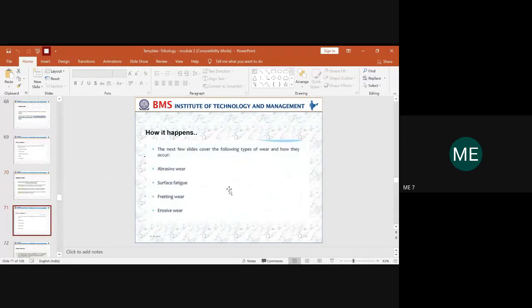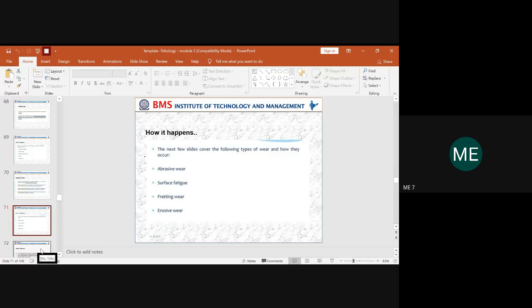So you have now seen the stages of wear. Why this type of wear comes into the picture is due to various types of occurrence. The first is called abrasive wear, the second is surface fatigue, the third is fretting wear, and the fourth is erosive wear. So these are the four major areas in which wear comes in.